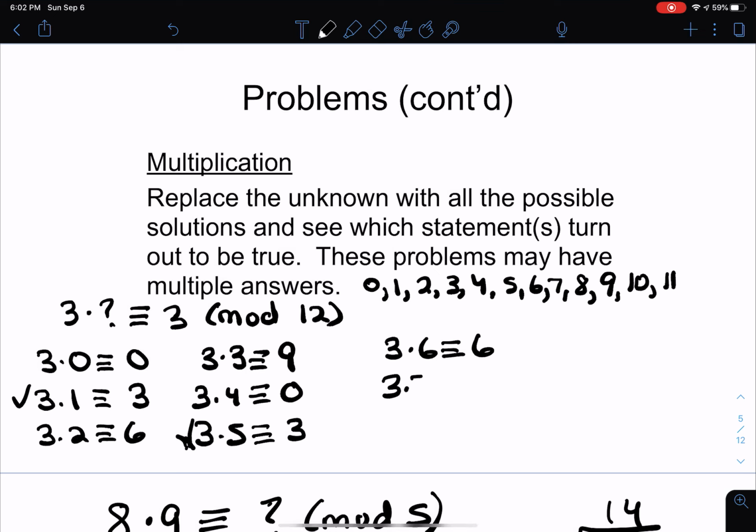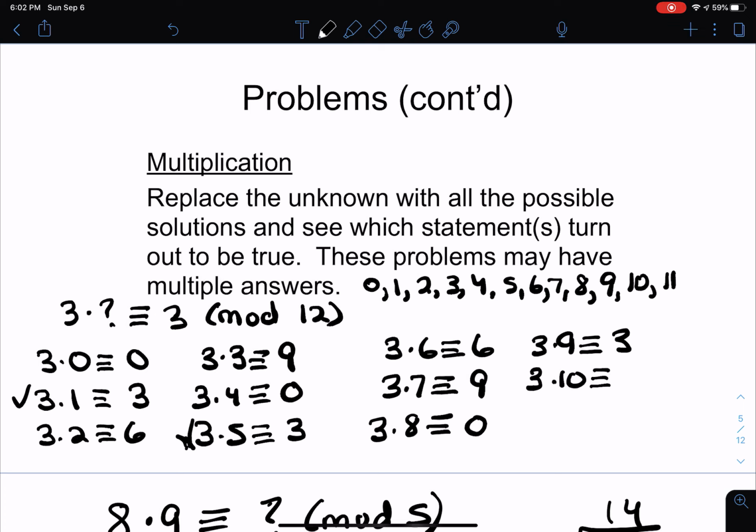3 times 7 is 21, so that's congruent to 9 mod 12. 3 times 8 is 24, that's congruent to 0 mod 12. 3 times 9 is 27, so that's congruent to 3 mod 12. 3 times 10 is 30, so that's congruent to, it should be 6 mod 12. 3 times 11 is 33, so that should be congruent to 9 mod 12. Yeah. So we had another 3 right there.